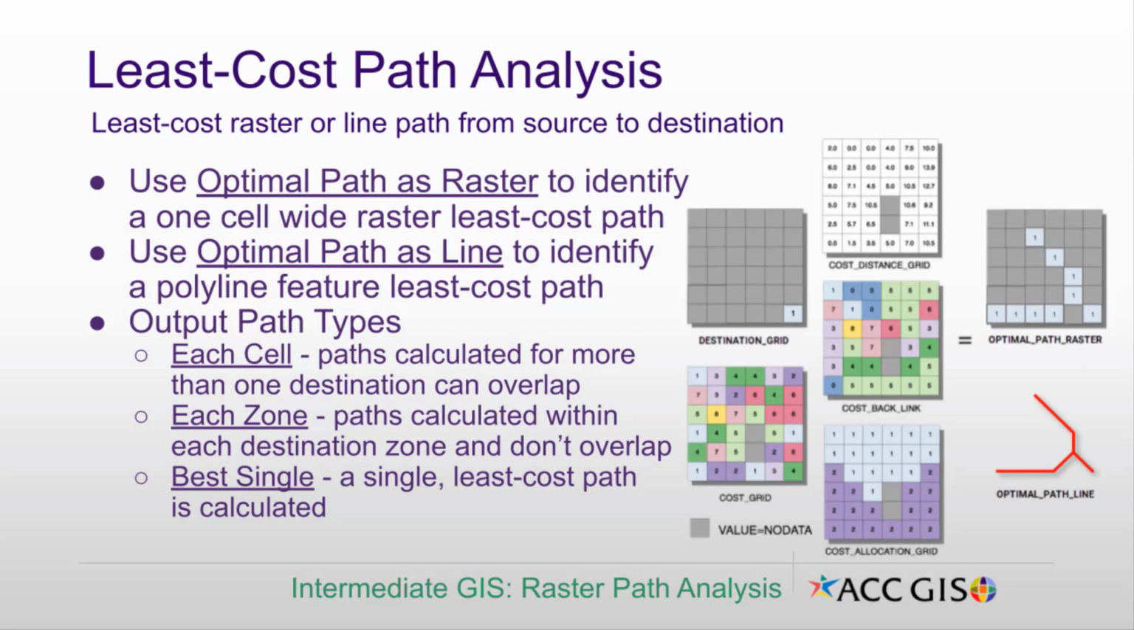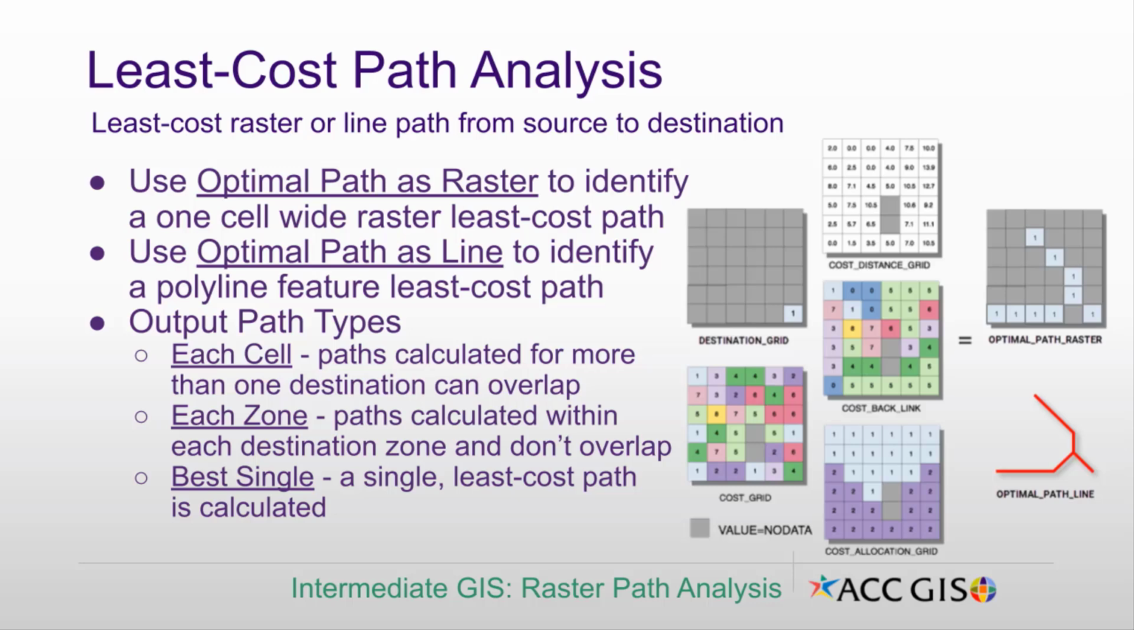So once you generate the cost grid, the cost distance grid, the cost backlink grid, then you can utilize those as input rasters along with the destination grid or a destination point to calculate your optimal path raster or your optimal path line.